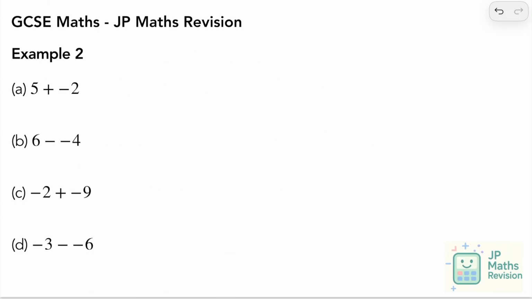Here's another example. This time we are adding and subtracting negative numbers. The first one we have is 5 plus -2. A plus and a minus next to each other makes a minus. So here we were actually doing 5 minus 2, and 5 take away 2 is 3.